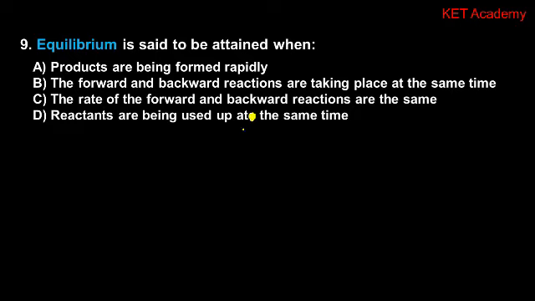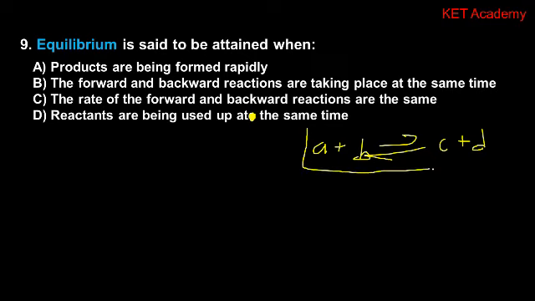Now the answer here clearly is C, because when the rate of the forward reaction and the backward reaction are the same, in that case the reaction is in equilibrium. And usually equilibrium reactions, let's say a reaction A plus B, are represented with double arrows to give us C plus D. So this will indicate that in this same reaction, A plus B is reacting to give C plus D, and at the same time C plus D is reacting to give A plus B. So this is an example of an equilibrium reaction.